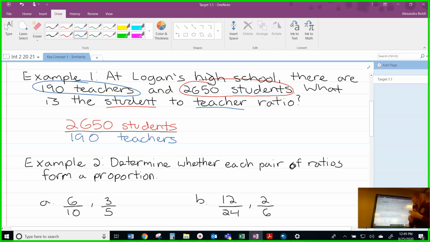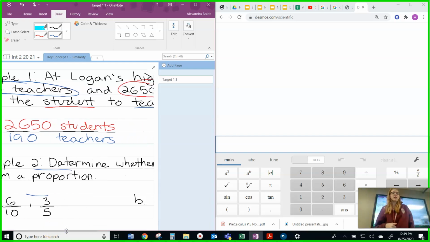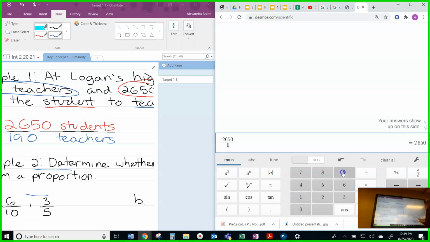Then I'm going to split the screen here. I'm going to just divide 2,650 divided by 190. It automatically gives me the answer. And since it's 13.9, I can get it as a fraction. If you hit this button right here, it gives it to you as a fraction. So that's a good trick to know.